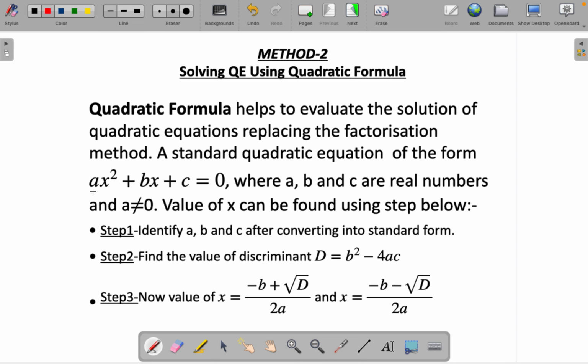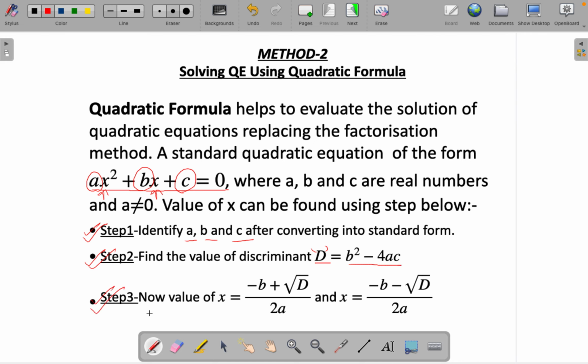So again, the first step is to convert a quadratic equation into the standard quadratic equation. That means there should be one term of x square, one term of x and a constant term. So step number one is to identify the value of a, b and c. Again, as you can see, a is the coefficient of x square, b is the coefficient of x and c is the constant term. After finding a, b, c, step number 2 is to find the discriminant, represented by capital D. The formula is b square minus 4ac.